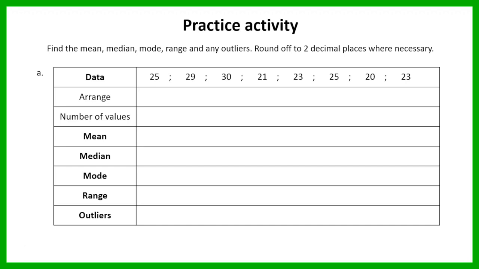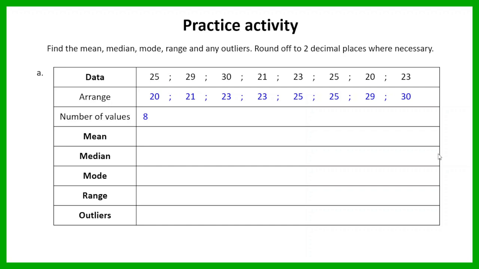Okay, so let's go through that example and see what you should have got. So the first thing you had to do was arrange it in ascending order. So when you arrange in ascending order, you should have got this. You should have got 20, 21, 23, 23, 25, 25, 29, 30. The next thing you had to do was work out the number of values, or count the number of values. So if you counted 1, 2, 3, 4, 5, 6, 7, 8, there were 8 values altogether.